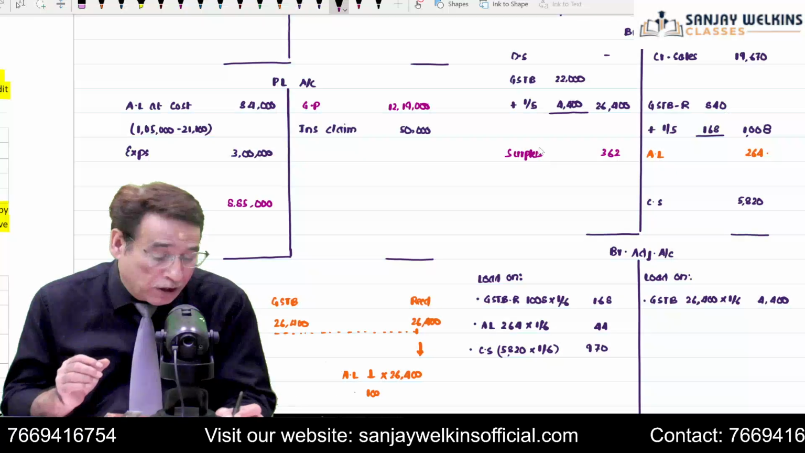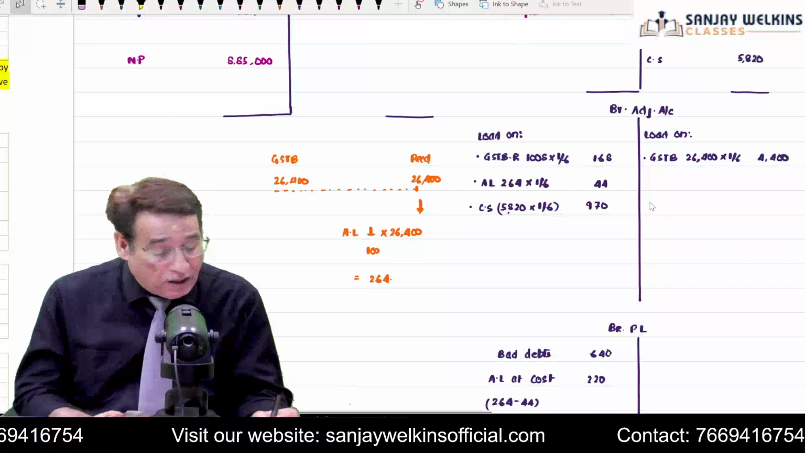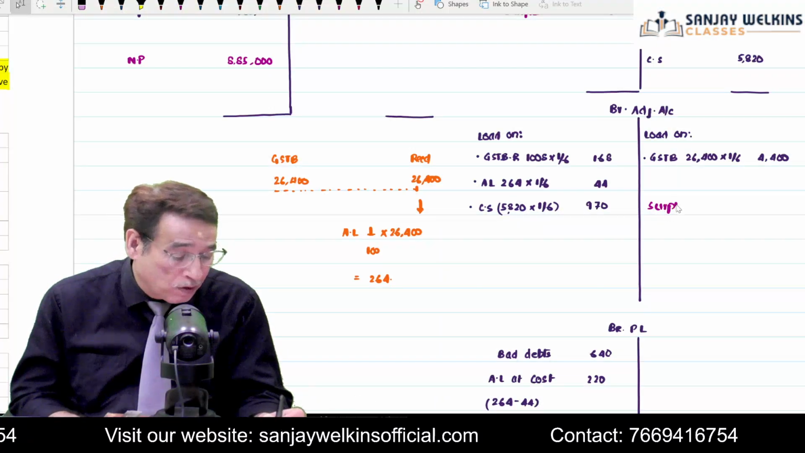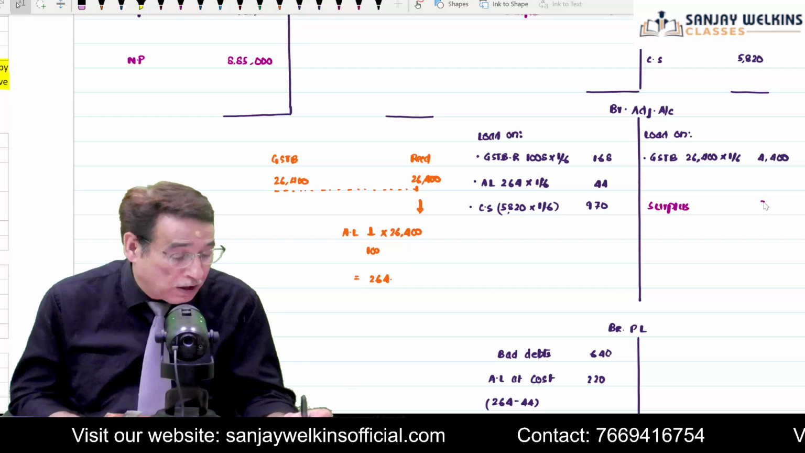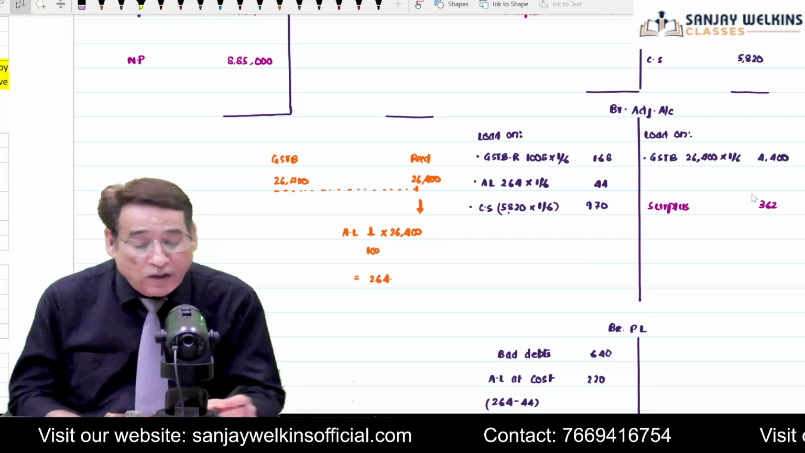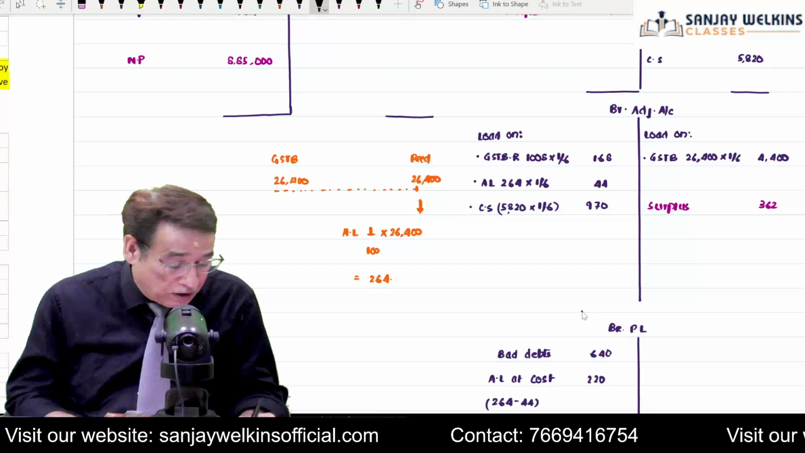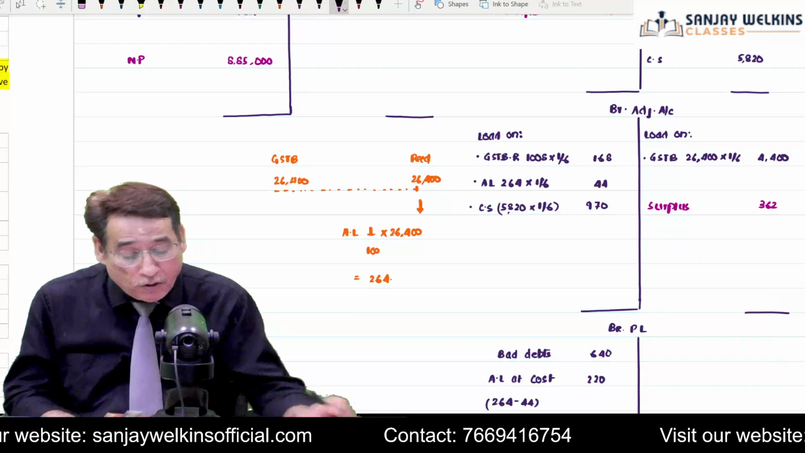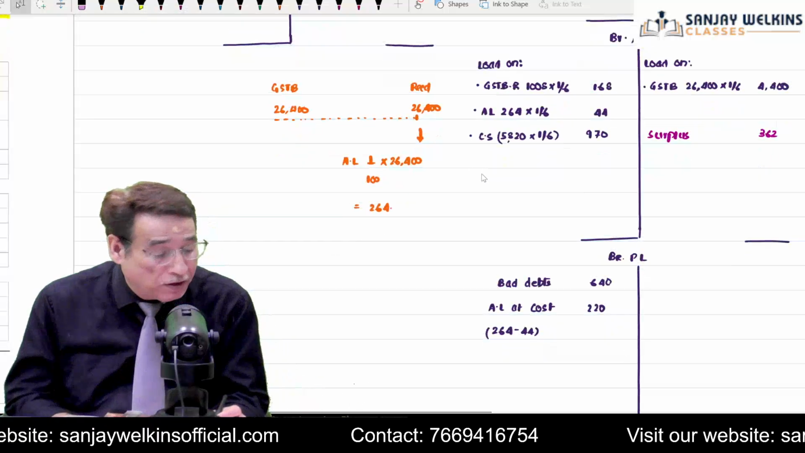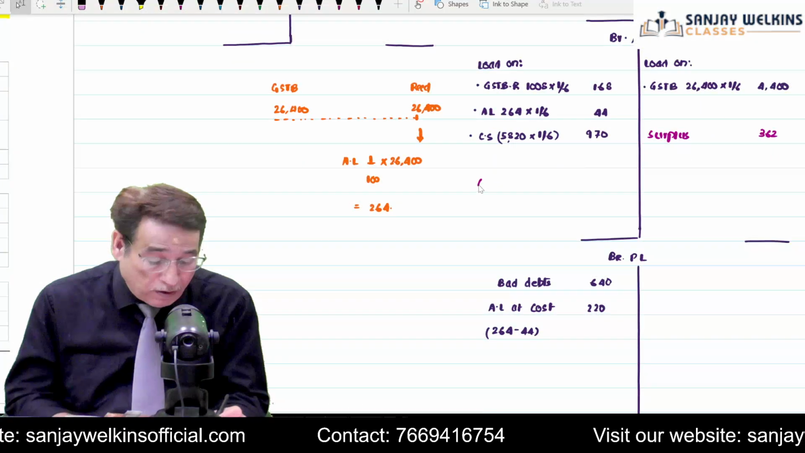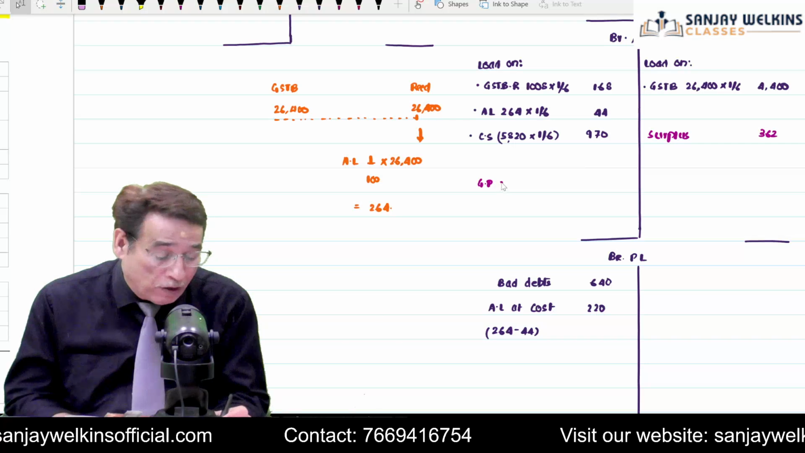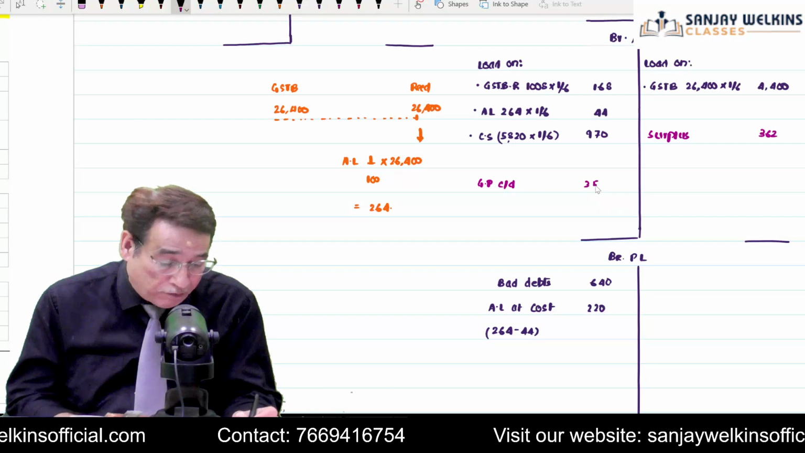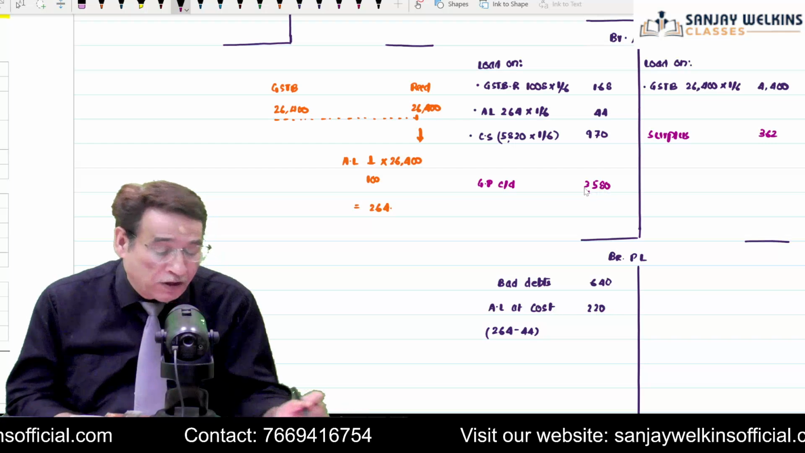Amount of surplus will be equal to 362. And now you are going to write the entire amount of surplus over here. Surplus is equal to 362. After writing the amount of surplus, now you will be computing your gross profit. And in order to compute the gross profit, 4,400 plus 362 minus 168 minus 44 minus 970 will give you 3580.